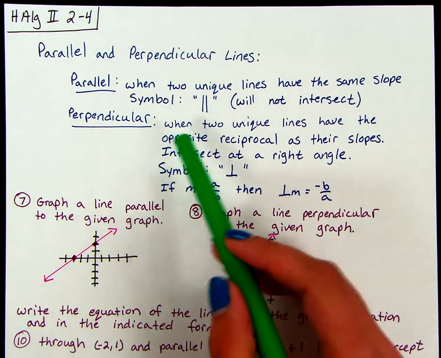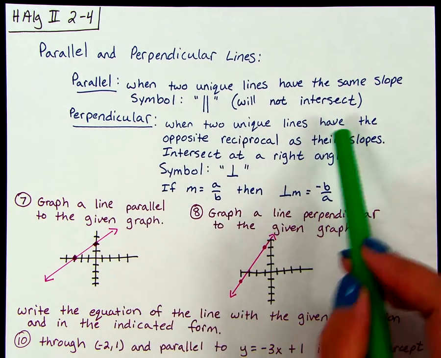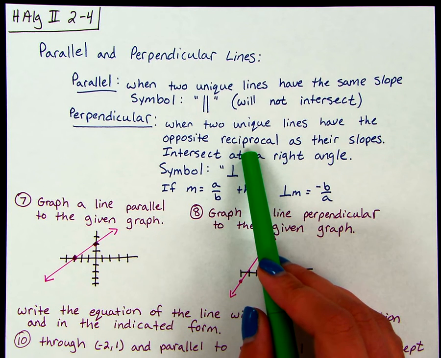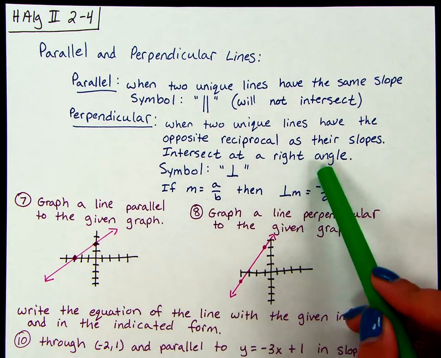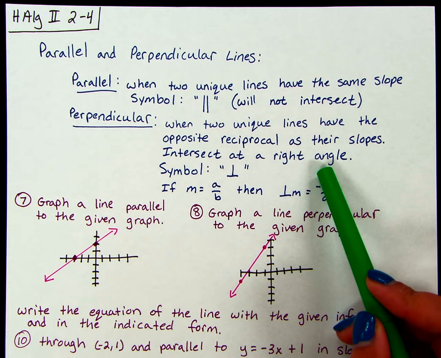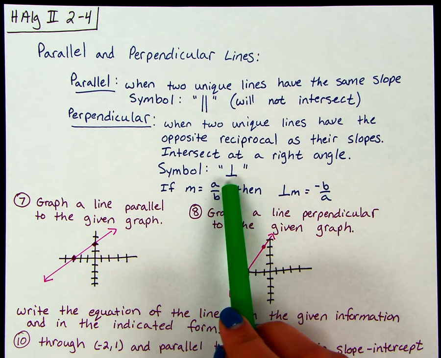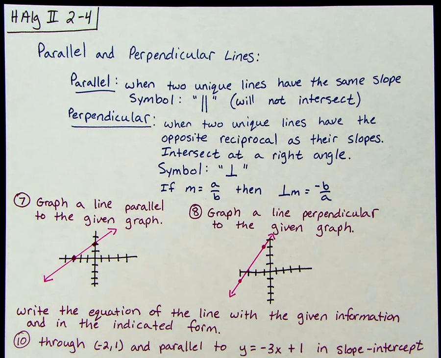Perpendicular is when two unique lines have the opposite reciprocal as their slopes, and they will intersect at a right angle if we're thinking about their graphs. And this upside down capital T is our symbol for perpendicular.